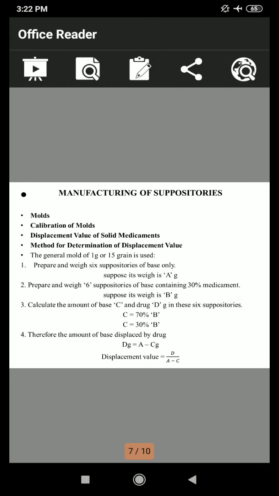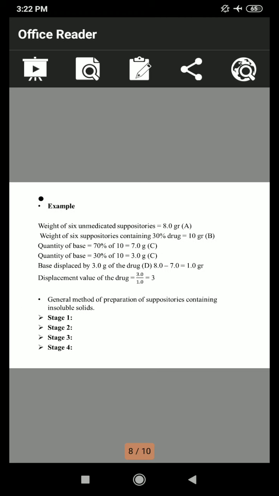Now, the next point is manufacturing of suppositories. This is the last point of this chapter, non-sterile manufacture. That is, the manufacture of suppositories. First is mold, then second is calibration of molds, third is displacement value of solid medicaments, then method of determination of displacement volume, then example.